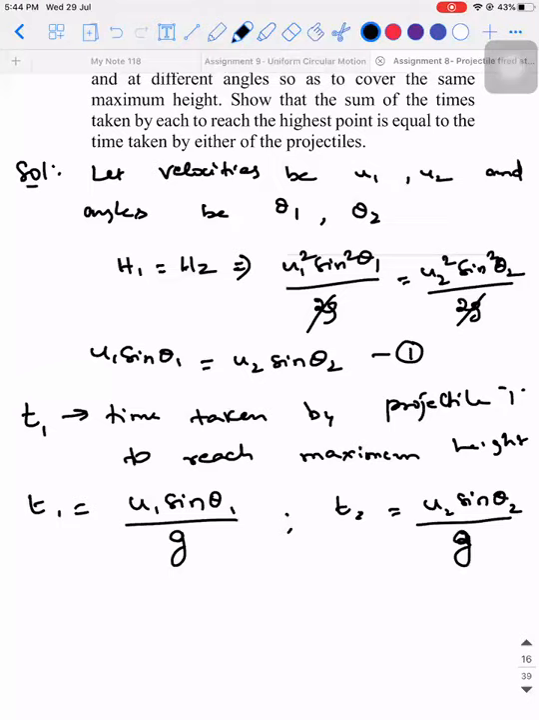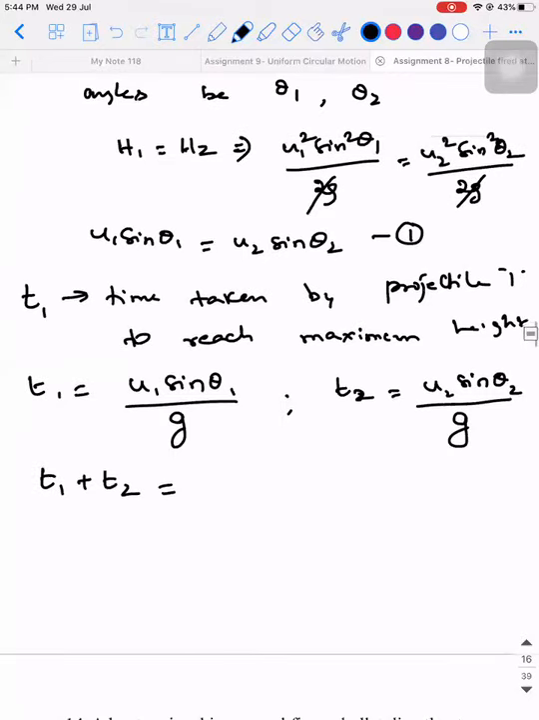So show that the sum of these two times. G2 should come now, sir. Why will G2 come? Acceleration due to gravity is the same. Why will that change when it is the same planet? So T2 will be u2 sine theta 2 divided by g.